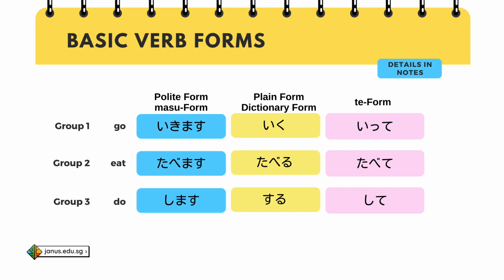After knowing the groups of verbs, now we move on to the basic verb forms. We have 3. One is called polite form, which ends with masu, plain form or dictionary form, and te form, which ends with te. For example, group 1, we have go. Ikimasu is the masu form, iku is dictionary form, itte is te form. Group 2 example is eat: tabemasu, taberu, tabete. And group 3 we have do: shimasu, suru, shite. Don't worry if you find this confusing. I'll put more details on how to conjugate them in our notes on the Patreon page.